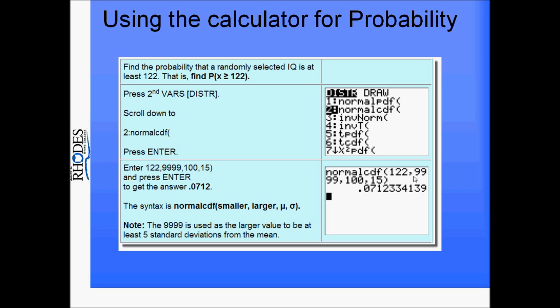The third input is your mean, which we know from the previous example was 100, and then your standard deviation of 15. Then you hit enter, and you come up with 7%. So 7% falls underneath the curve.